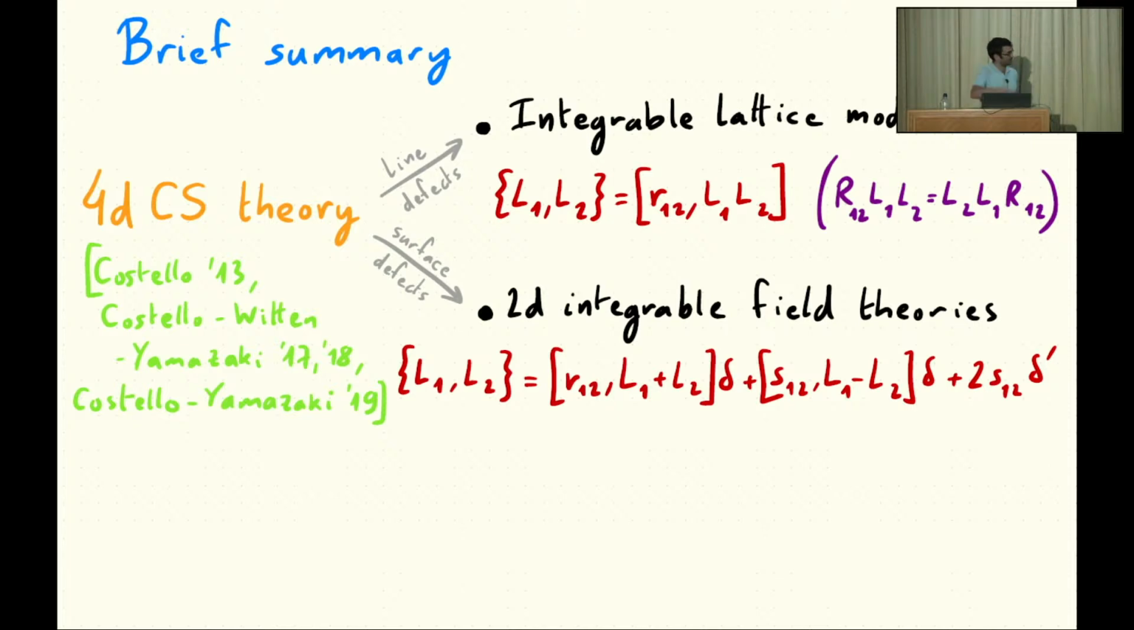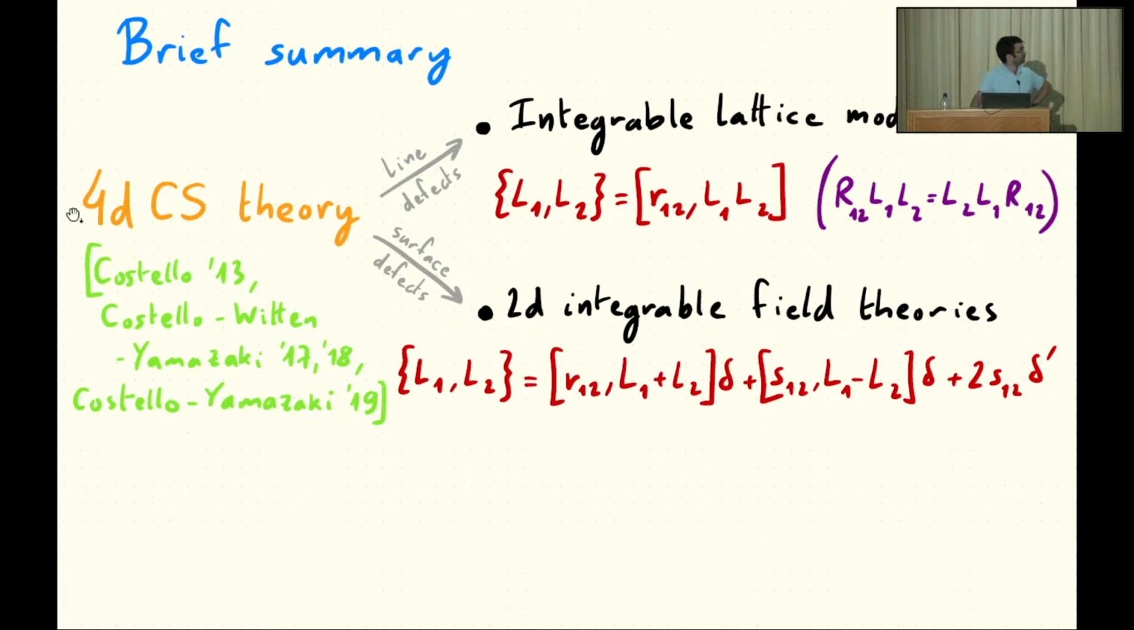Let me start with a very brief summary by reminding you that 4D Chern-Simons theory is sort of like a mother theory for integrable systems, in the sense that it can be used to describe two different types of integrable systems. In particular, if you introduce line defects in the 4D Chern-Simons theory, you can describe integrable lattice models, whose integrable structure is underpinned by this RLL quantum structure. Or more precisely, because I'll be focusing in this talk on classical systems, I should talk about the Sklyanin bracket, which is a quadratic bracket for the Lax matrix with itself.